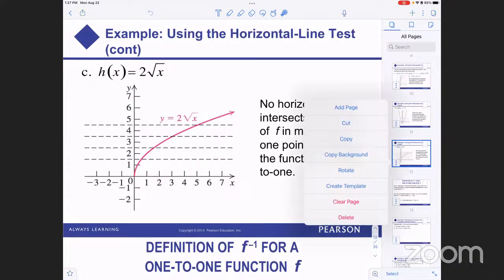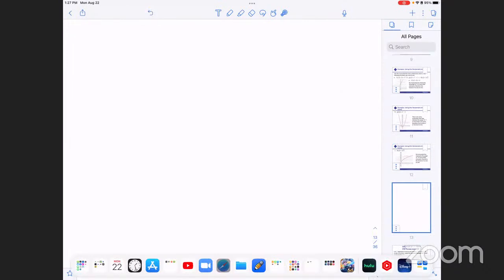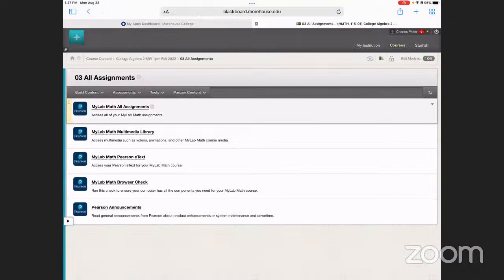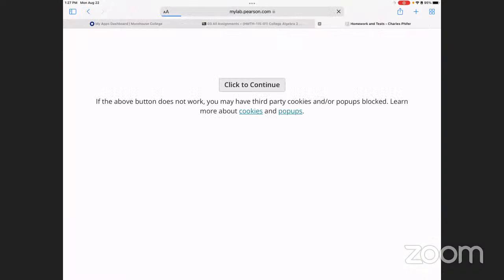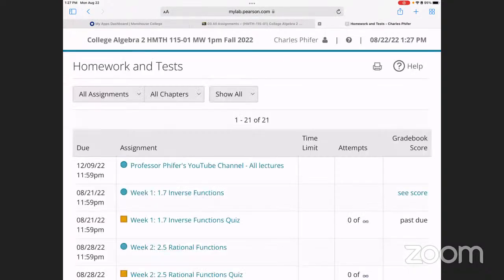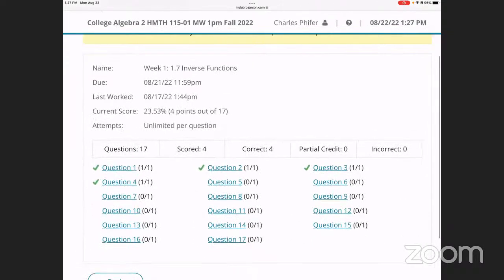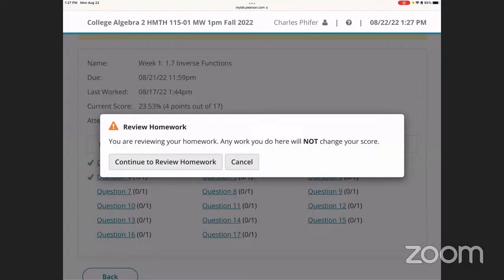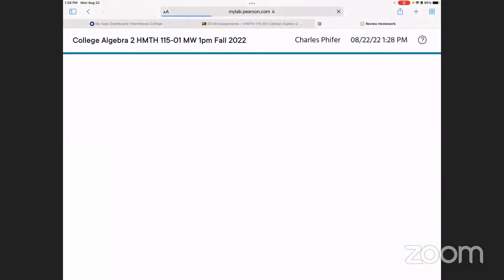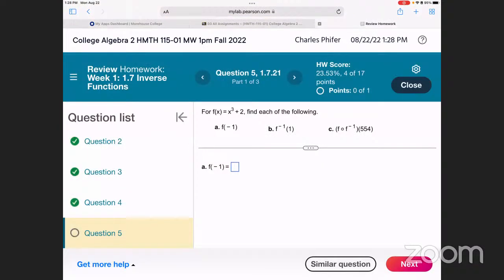Let's see. I'm going to add a page, and I'm going to hop over to Pearson. Notice I'm in the Blackboard. I'm just going to click on all assignments, and this is section 1.7. This week we're really supposed to be working on 2.5. We'll start 2.5 on Wednesday. But I know that last week was orientation, so I figured let's take a little bit of time to go through these. I don't know if there's a specific question in the homework. Review and practice. Let's start off with 5, because I think we did a few of these last time. And again, I could jump to a specific one. You just have to bring it to my attention.